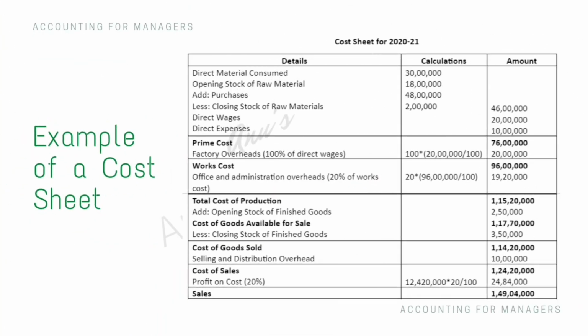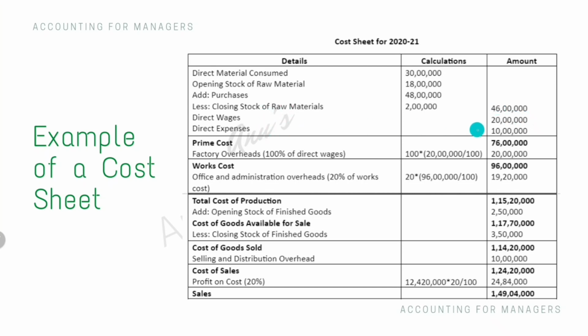Okay, so this is the example of a cost sheet of a particular company, say ABC, prepared for the year 2020 to 21. As you can see, we have a direct material consumed worth 30 lakh rupees. They had an opening stock of raw materials worth 18 lakh already with them, and on top of that they had ordered 30 lakhs more. So that becomes 48 lakhs in total. Now at the end of the cycle, when they were preparing the cost sheet, they had 2 lakh worth of raw materials which were remaining. So that will make it 46 lakh rupees.